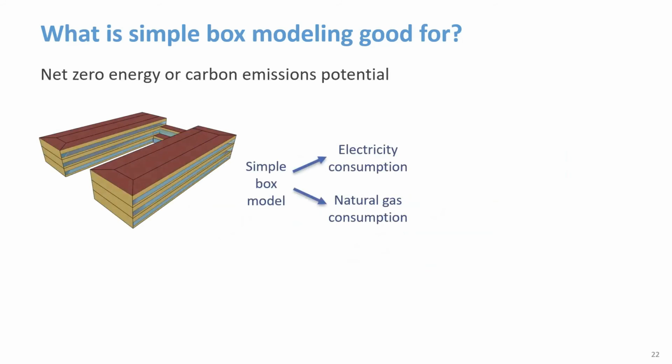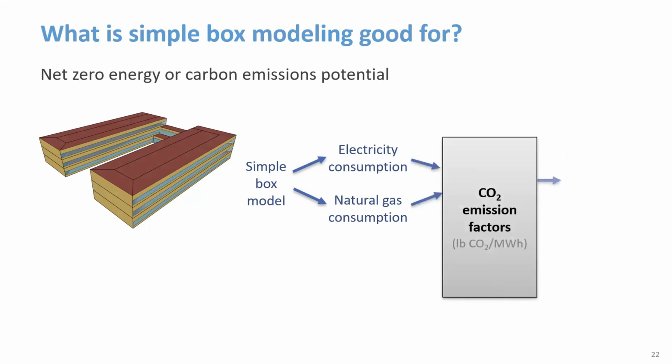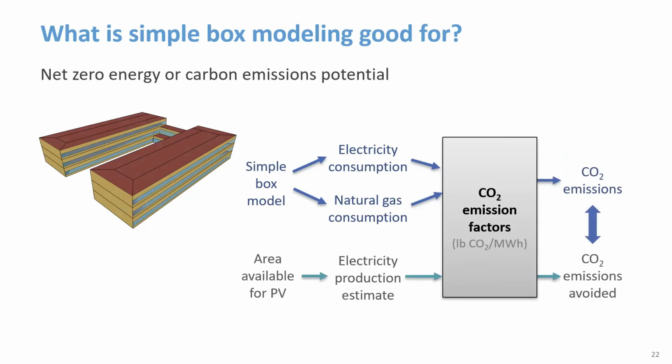A simple box model can also be used to check if a concept design is on track for net zero energy or net zero carbon emissions. So the model provides the estimate of the electricity and gas consumption, and CO2 emission factors can be used to translate that energy consumption into CO2 emissions. And then a separate calculation can estimate energy production by on-site photovoltaics, for instance, and the corresponding emissions avoided. So this kind of quick early analysis can show, are you on track? Or perhaps you need to find ways to reduce energy consumption or increase the area available for a PV system.